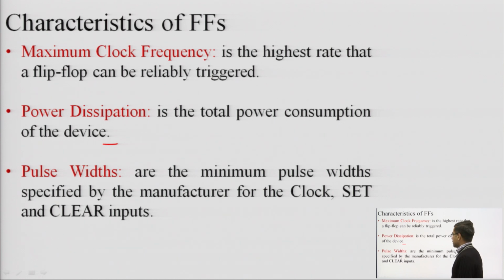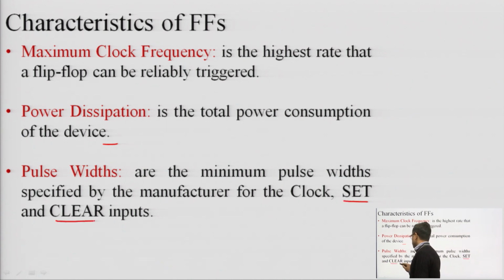Okay. Then the next characteristic is the pulse width. The pulse width is the minimum pulse width specified by the manufacturer for the clock, set and clear inputs. These set and clear inputs we are going to cover in the next topic. We will be defining set and clear there, and what the width for this clock should be has to be understood very clearly.